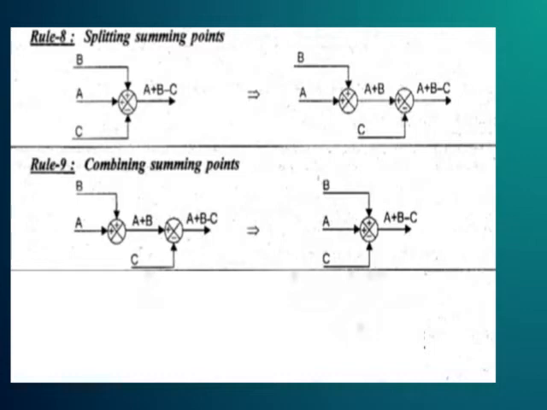Coming to rule number 9, combining summing points. When two summing points are there, we should combine them. Two variables go to one summing point, another two variables go to another summing point, and we consider it as one summing point. In that itself it has three different inputs, and the connection of three different variables gives A plus B minus C.